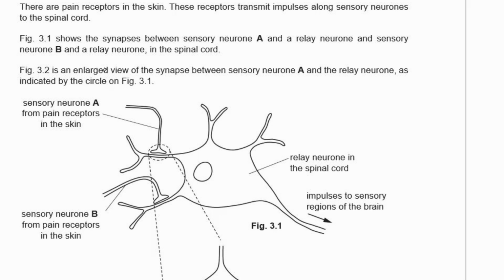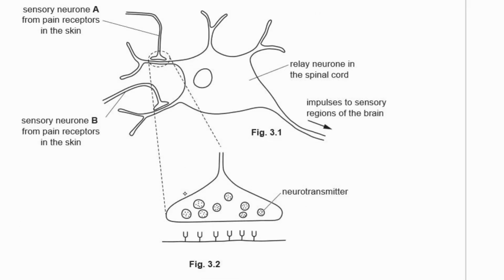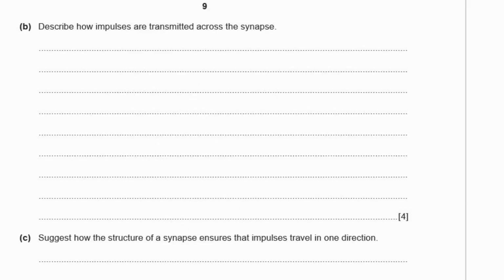Figure 3.2 is an enlarged view of the synapse between sensory neuron A and the relay neuron, as indicated by the circle on figure 3.1. Okay, so this is an enlarged view of a synapse. B. Describe how impulses are transmitted across the synapse.